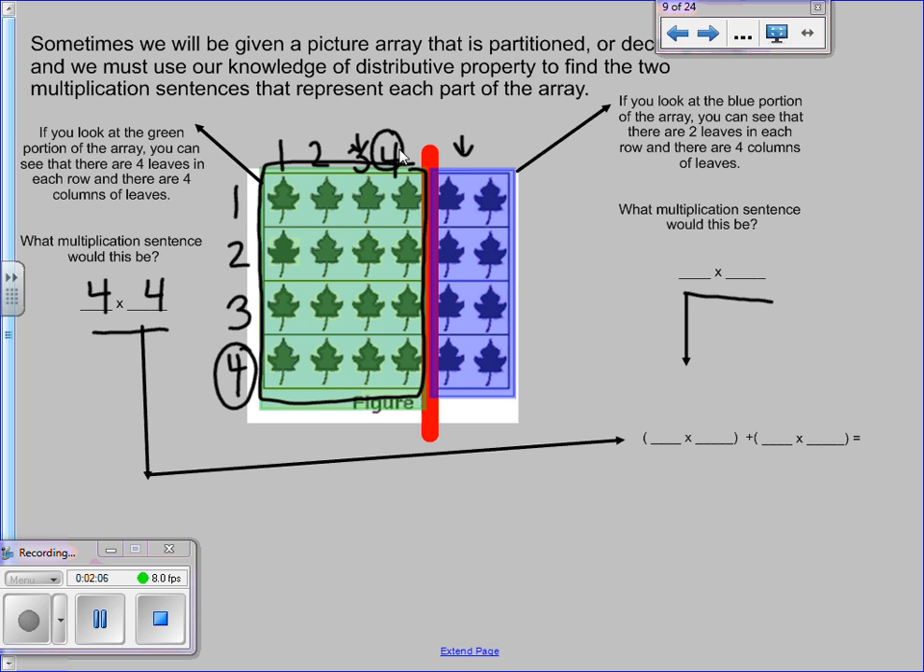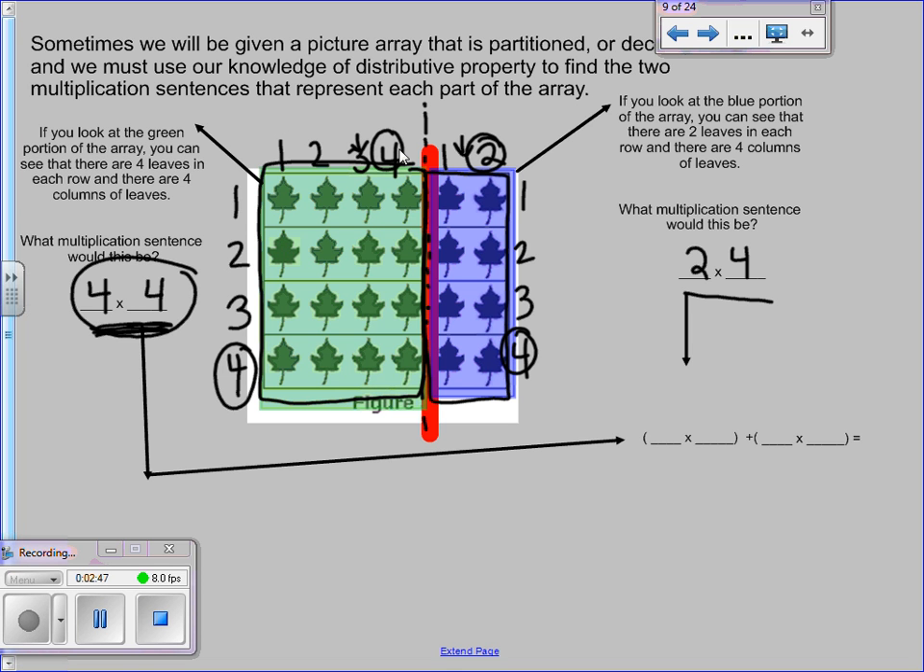So now we're going to go over to the blue part of the array. Notice how the whole picture is divided by this red line. So really this is one big array that we've split up or decomposed. So again, the first part, the green portion, was 4 times 4, that multiplication fact. And now we're going to look at the blue portion. We can see that we have 2 columns of leaves, and we have 1, 2, 3, 4 rows of leaves. So if we take the total number of columns and the total number of rows, that gives us 2 times 4.